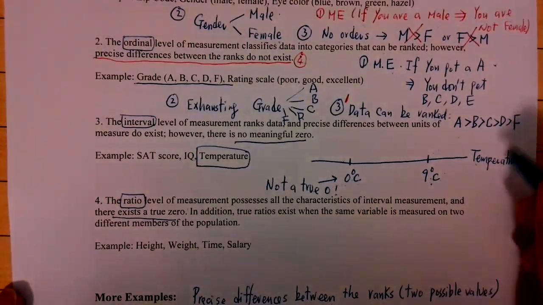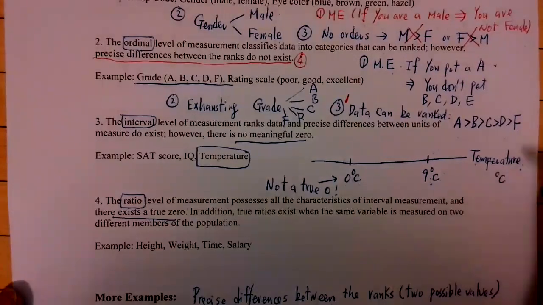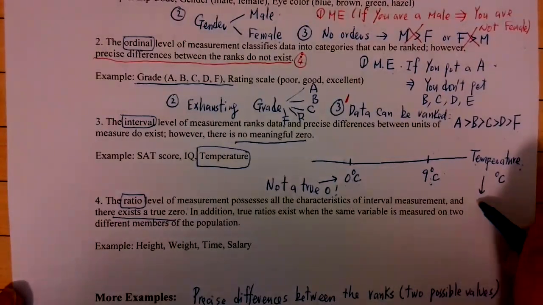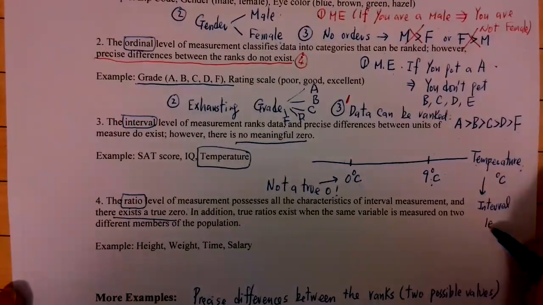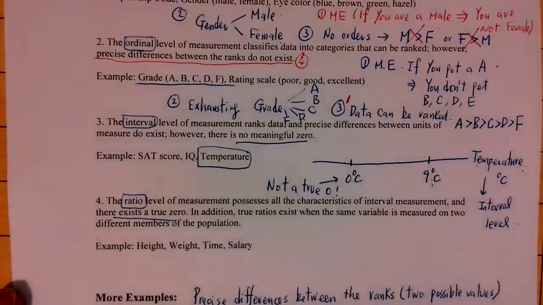So temperature measured in degrees Celsius, this is what? This is an interval level. Okay, interval level.